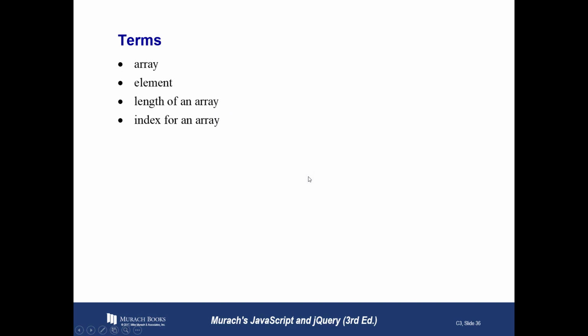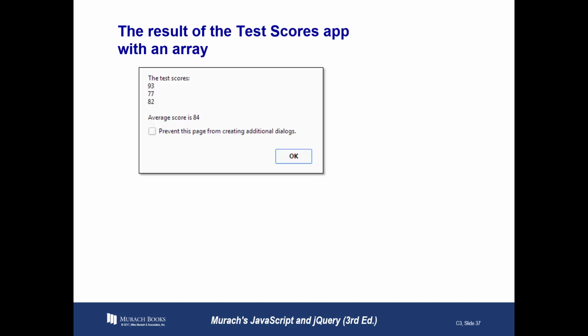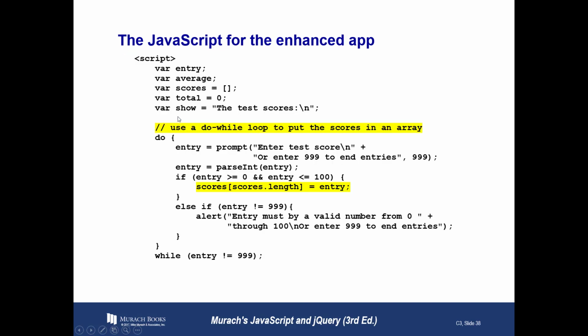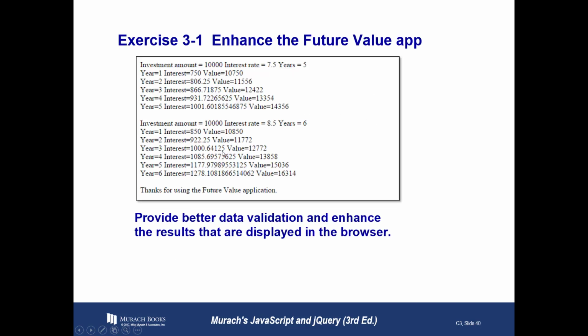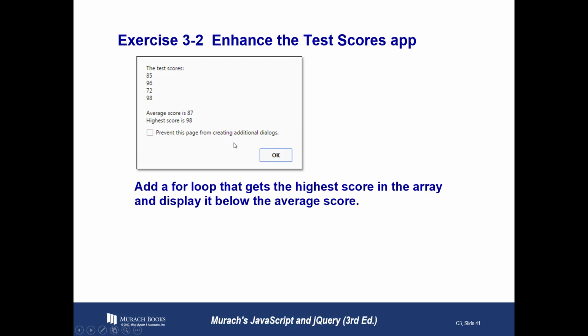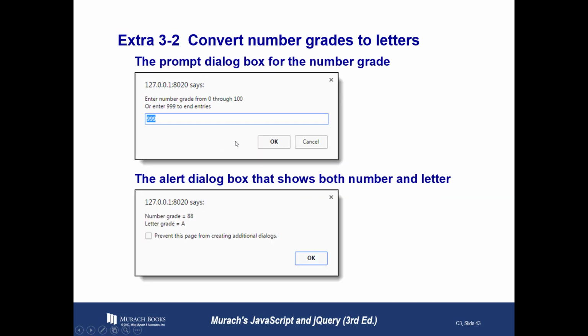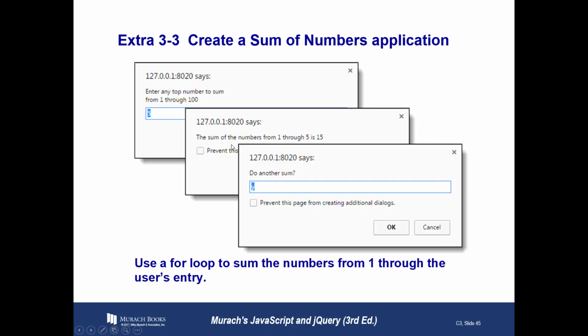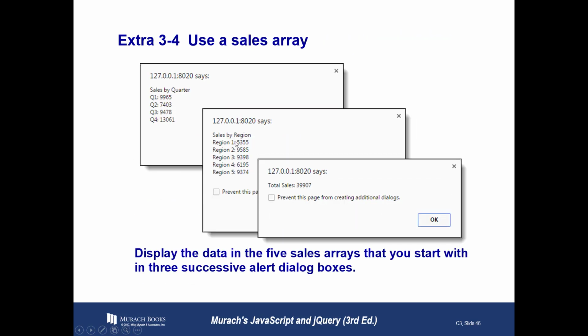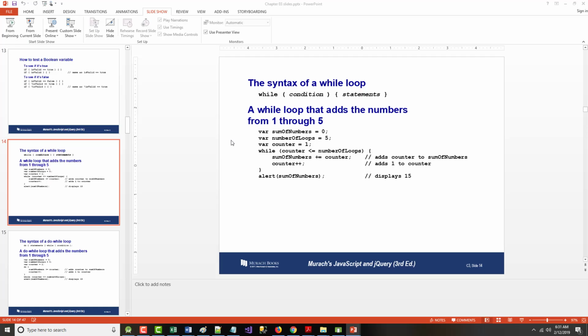So arrays hold array elements, also known as indices, or an array index for an individual element. Arrays have a built-in property called length. Many of the programs that they did earlier in the book, they can come back and redo the programs using arrays. We will. And that's pretty much it, I believe, for this chapter.